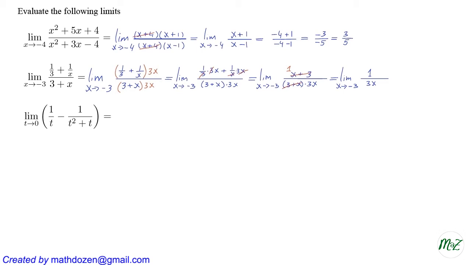And now, when x is -3, this expression doesn't have any division by 0 problem. So we end up having, for the final answer, -1 over 9. That's the value of the limit.